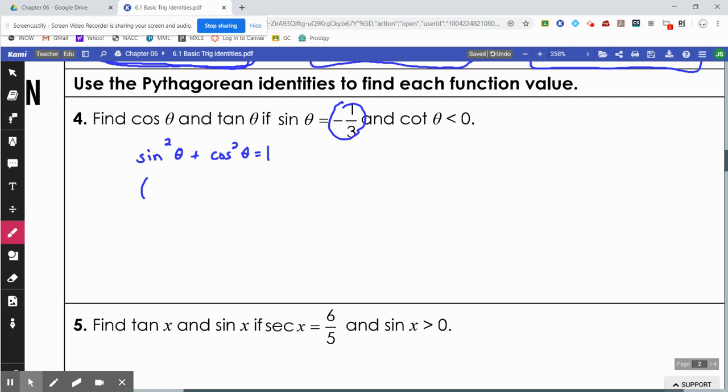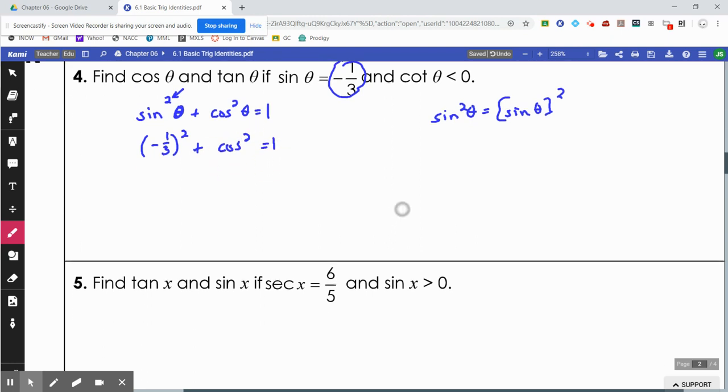By the way, anytime you have the squared right here, they put it there to show you that it's not the angle being squared, it's the whole thing. Sine squared theta means the sine of theta, all squared. So when we plug it in as negative 1/3, we're going to square that whole thing. So plus cosine squared is equal to 1.